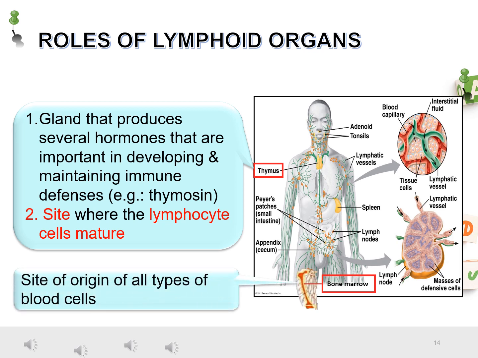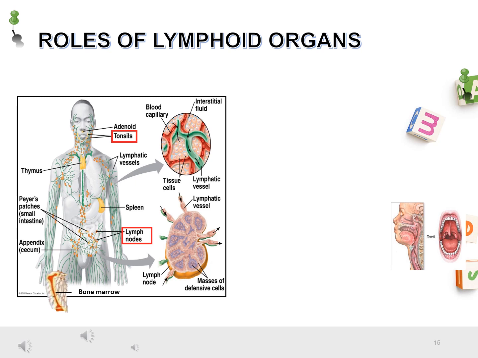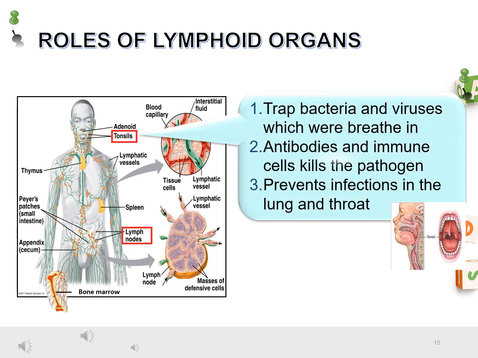The next organ is bone marrow. The role of bone marrow is the site of origin of all types of blood cell. Tonsil. Tonsil will provide protection against pathogens and other potentially harmful materials that enter in from the nose and mouth. It will trap bacteria and viruses which were breathed in and prevent infection in the lung and throat.